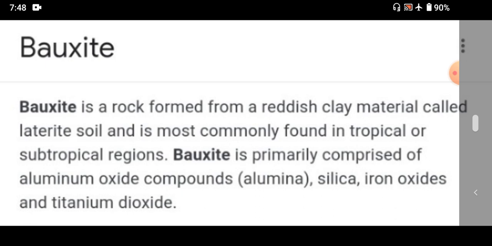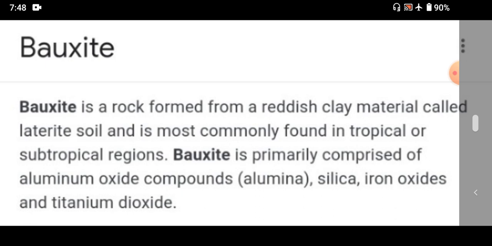Then the last example is bauxite. Listen, students, it is a rock formed from a reddish clay material called laterite soil, and mostly we can find it in tropical or subtropical regions.